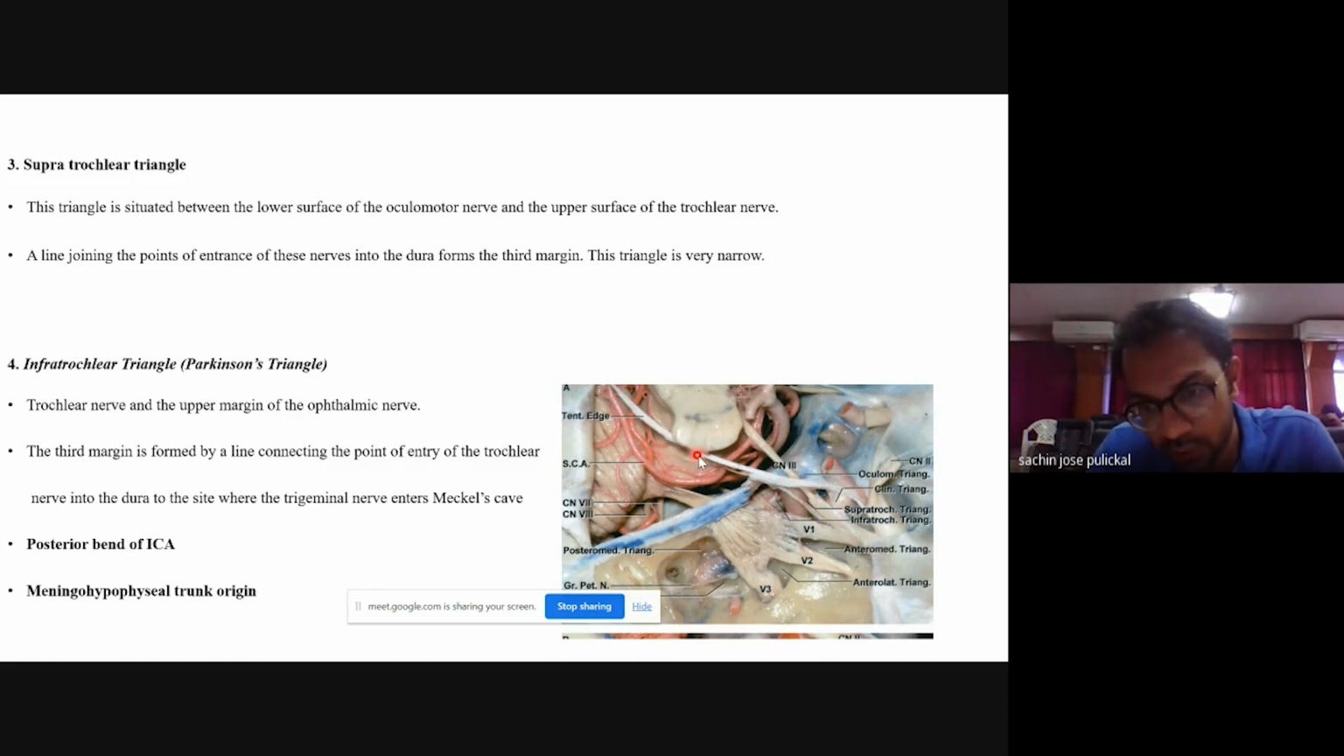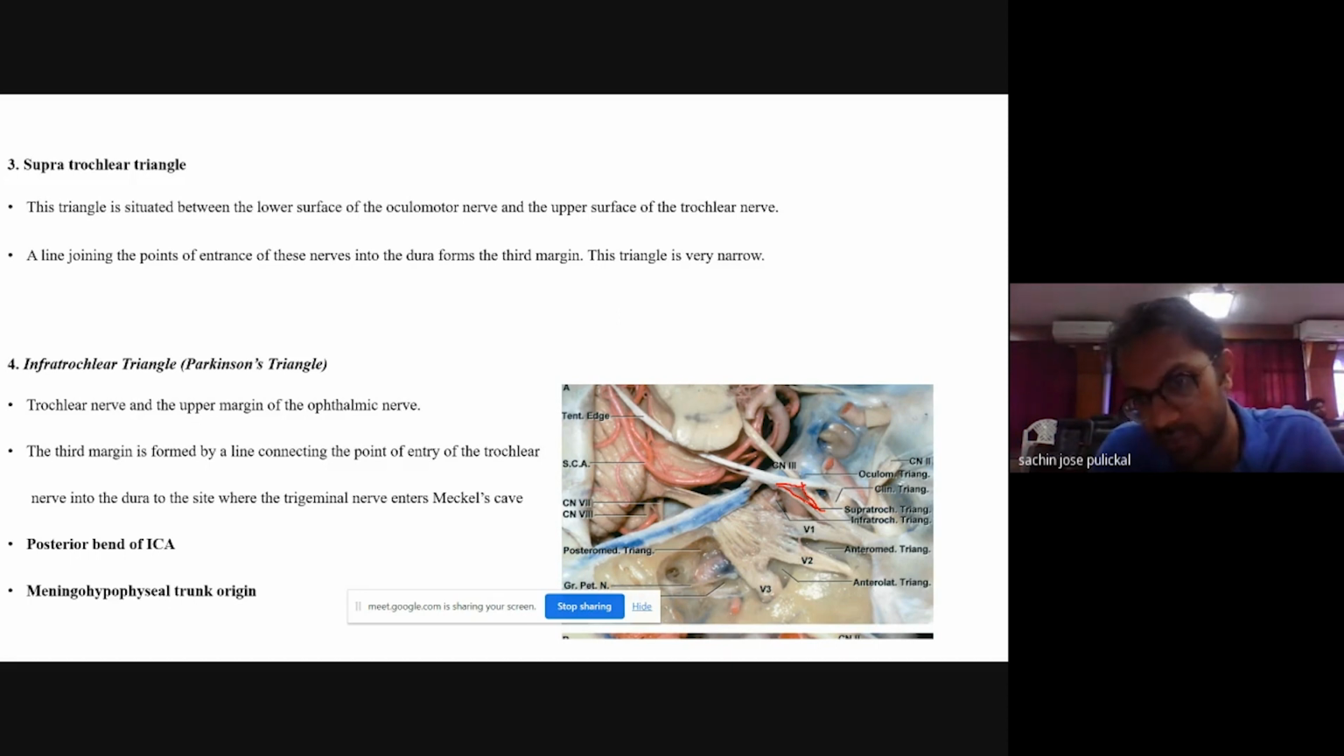The 4th nerve is coursing along the tentorial edge, entering into the cavernous sinus, entering into the superior orbital fissure. And you have V1 entering into the cavernous sinus and going into the superior orbital fissure. So once again, this triangle is formed between the third nerve, the superior aspect of the 4th nerve, and the dural entry points of both. This small triangle is called the supratrochlear triangle because it is related above the trochlear nerve.